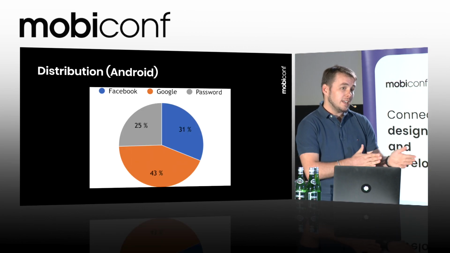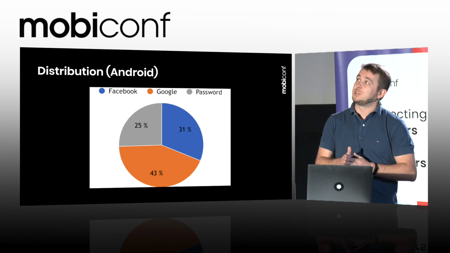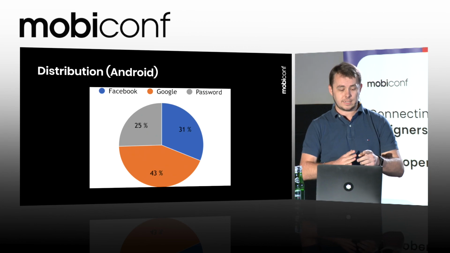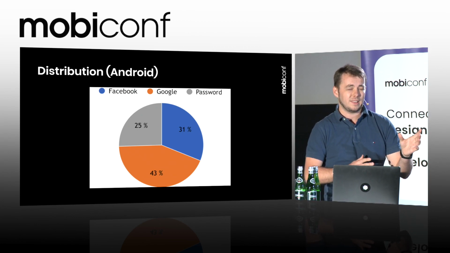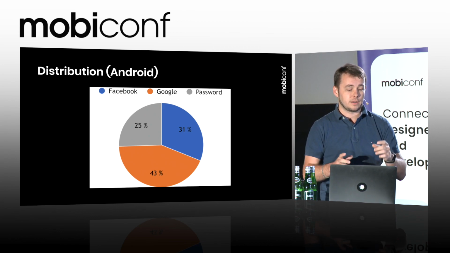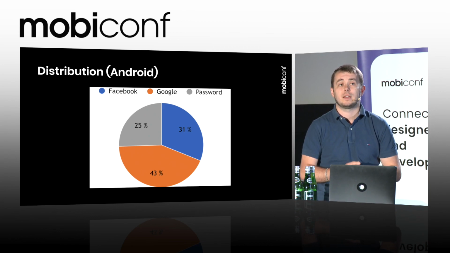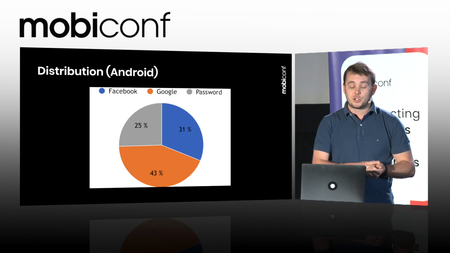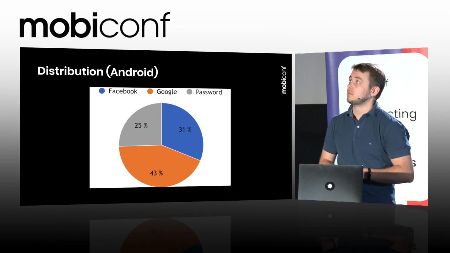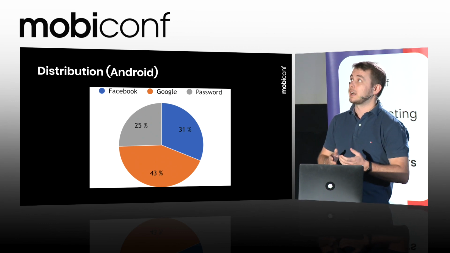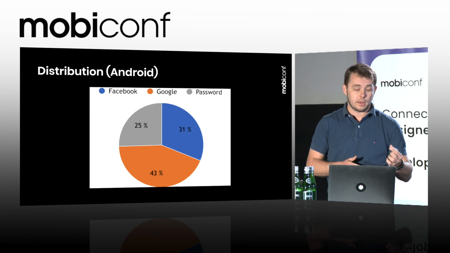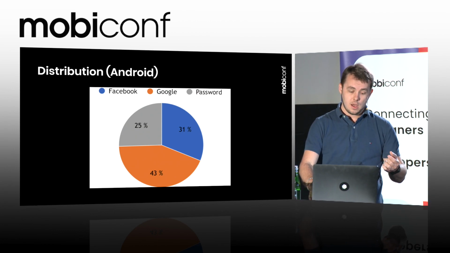So going back to the data, this was the distribution on Android. I picked 1 month, and I assume that all other months are relatively similar. I picked 1 month for different platforms and analyzed it. And I discovered that for Android, the majority prefers to log in with Google. So no surprise. Nevertheless, a significant amount still prefers to log in with Facebook, and only a small amount does it with a password.